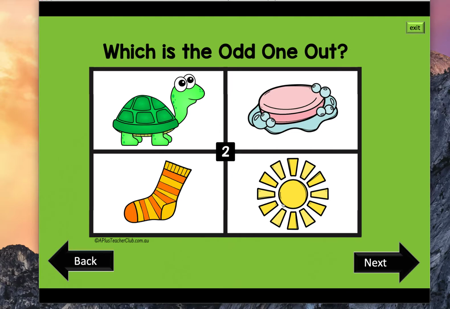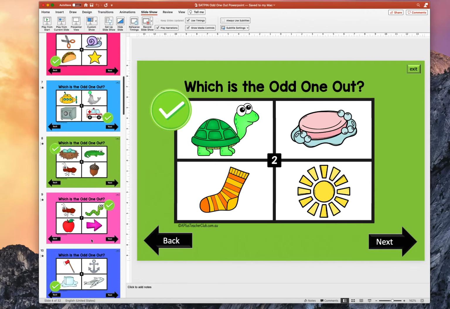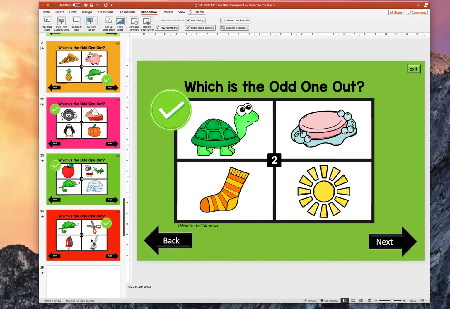Click on the one you think is the odd one out, and if you think it's turtle, click that one. You get a different sound because turtle is the odd one out, and then you can carry on to the next slide. You can click exit if you want to get out of the game totally, and then it takes you back to the PowerPoint, and then you can choose any slide to start from again.